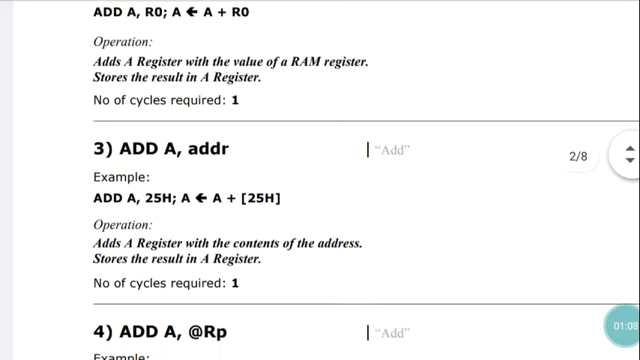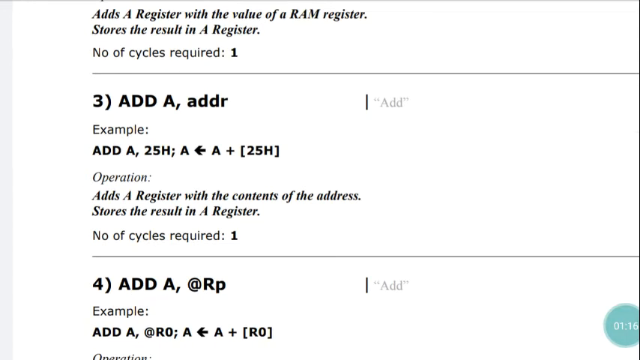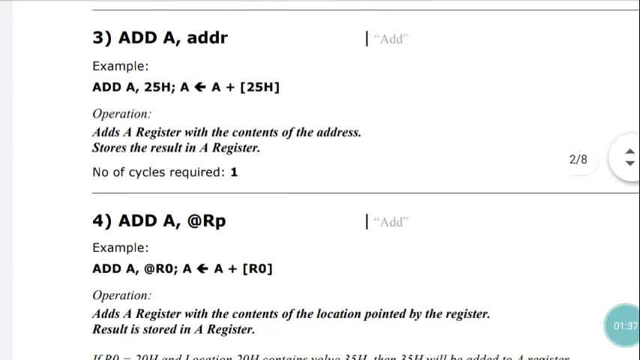The next example is addition with address. Here data is not given in the instruction directly. Address of the data is given. Here one operand is A and the next operand is present at the location 25h. If you see the example, ADD A, 25h. 25h is the address. At that address, the second value is present. So after adding accumulator with the value present at location 25, we get the result. The result is saved into the accumulator.